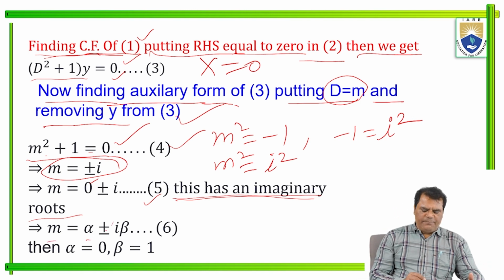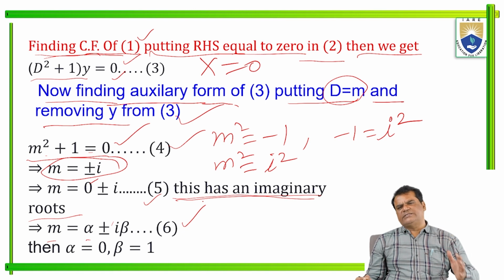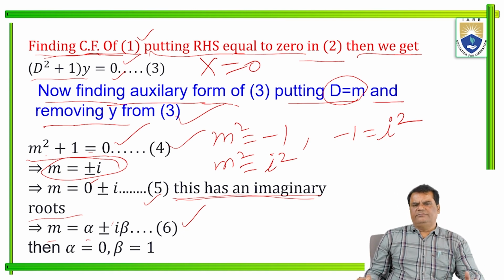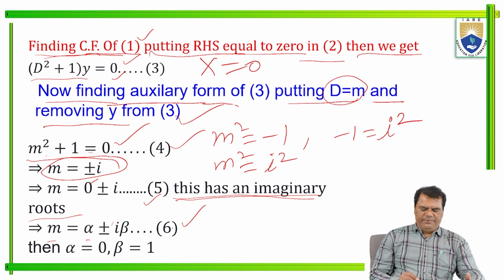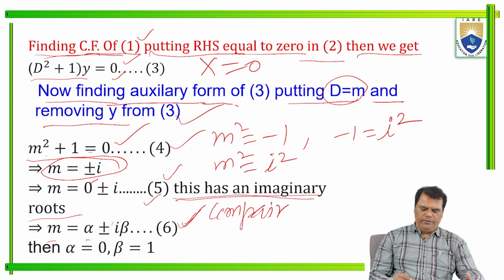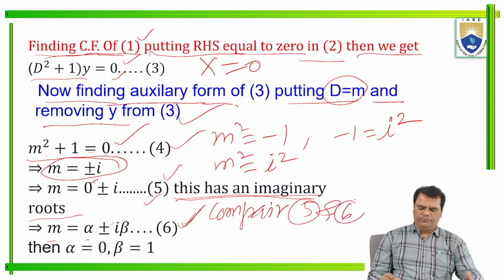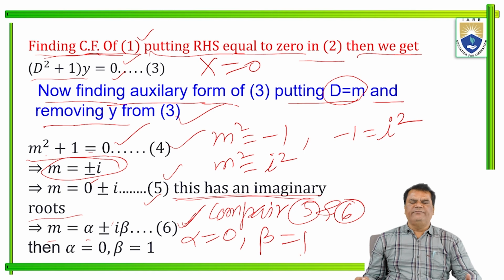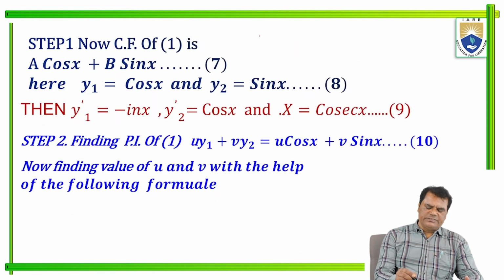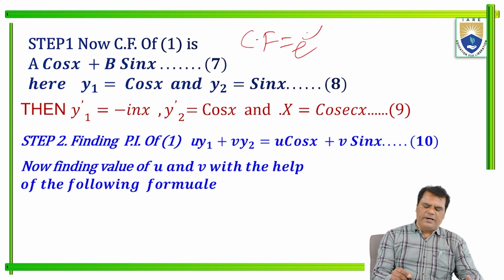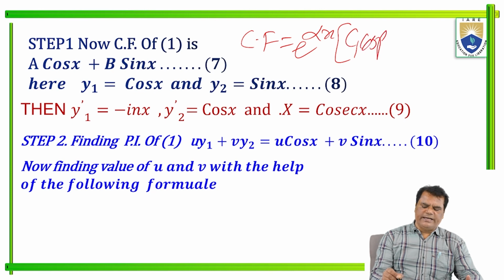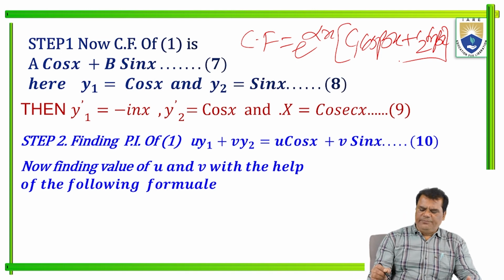So m equals alpha plus minus i beta. This is equation 6, which we have discussed in detail in last chapters. After comparing 5 and 6, we get alpha equals 0 and beta equals 1. So we apply the formula. The complementary function CF equals e to the power alpha x in brackets C1 cos beta x plus C2 sin beta x. This is the formula.